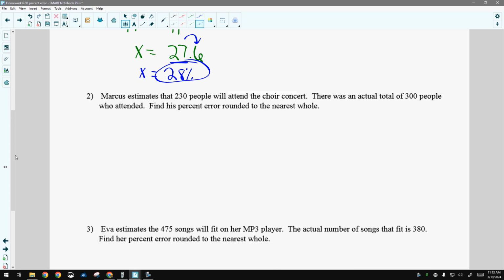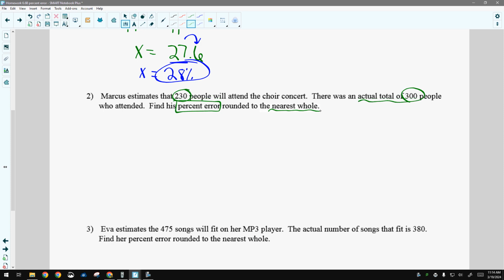Next one, Marcus is estimating 230 people will attend the choir concert. There was an actual total of 300 people who attended. Find his percent error, again rounded to the nearest whole. This is something we did for Fun Night. We estimated how many people we thought would come so that we could figure out how much pizza and soda to have. So this is something real that we do. And now the next time I know how much more soda to get, how much pizza, not chicken wing pizza. People don't like that. Not enough.